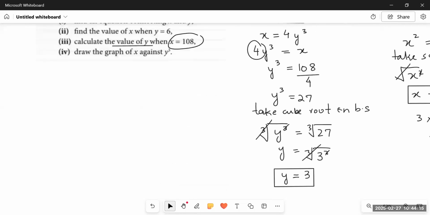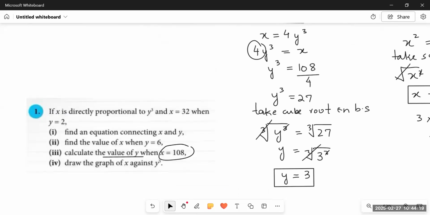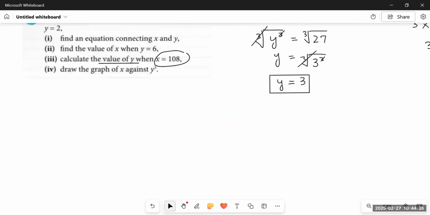You see, this is how we have to solve these types of questions. When the value of y is given, we will substitute the value of y and solve the equation as given in the question, and we will get to know the value of x. But when the value of x is given, we have to solve it this way. Since there was a cube right there, we have to take the cube root on both sides. After that, we have to draw a graph of x against y.